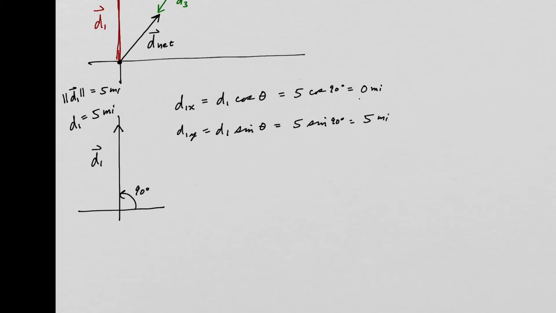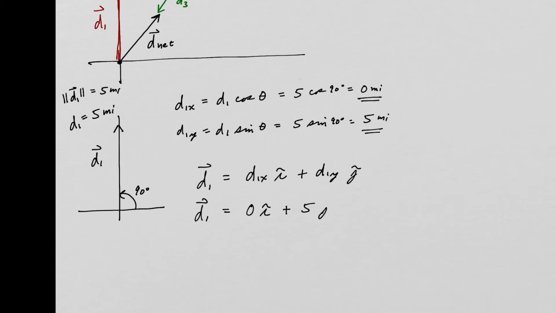I would have found that d1x is 0, and in d1y, the y component is 5. And in writing it as a vector, using i hat and j hat notation, remember that means I write it as d1x i hat plus d1y j hat. So in this case, d1 is going to be 0 i hat plus 5 j hat. And then typically what I do is I put parentheses around it and then put the units, miles. So it's (0 i hat plus 5 j hat) miles.